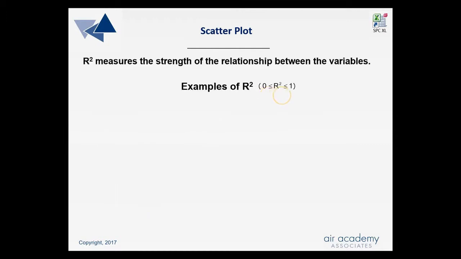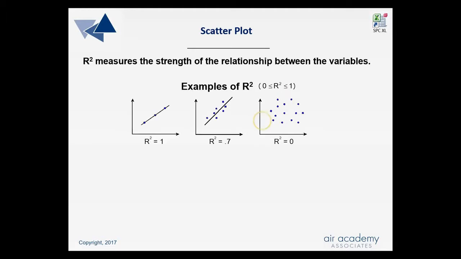R-squared is a measure of the strength of the relationship between the variables. Let me give you three examples of R-squared. Any R-squared is going to be between 0 and 1 inclusively. An R-squared of 1 means we've got a perfect fit. The line or the curve goes through all of the data points. In other words, all of the data points lie exactly on the line or curve.